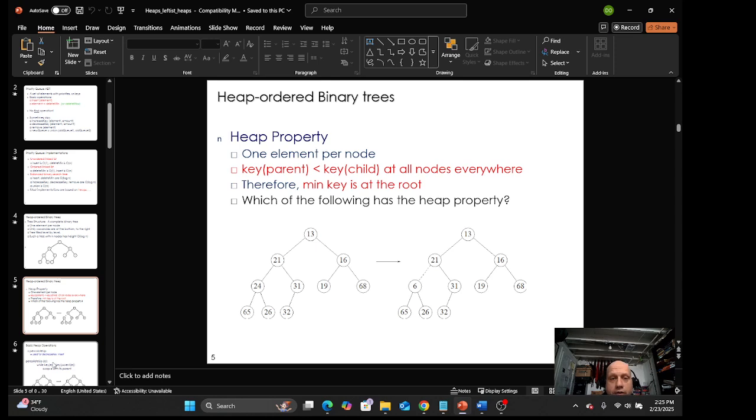For heap ordered binary trees, the heap property includes one element per node. Here the key of the parent is less than the key of the child at all nodes everywhere. We went through this. The min key is at the root.